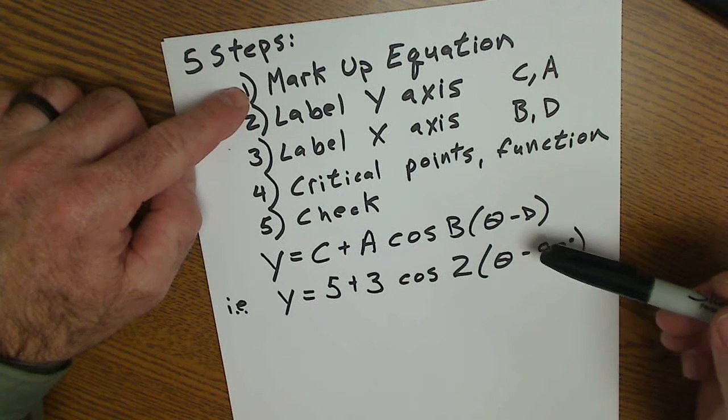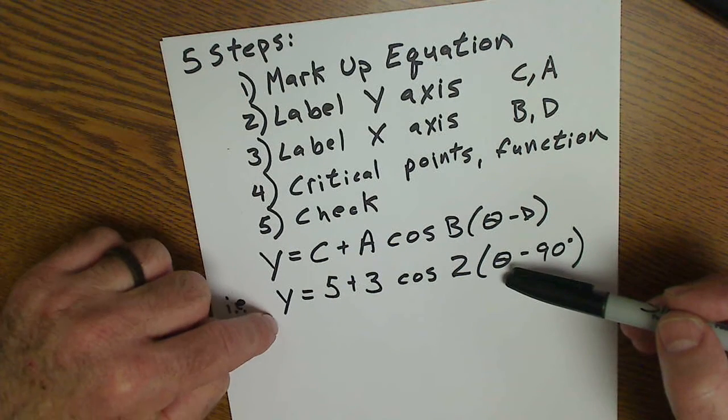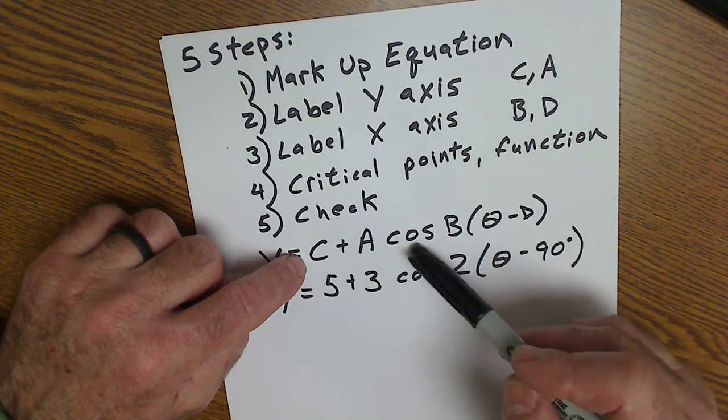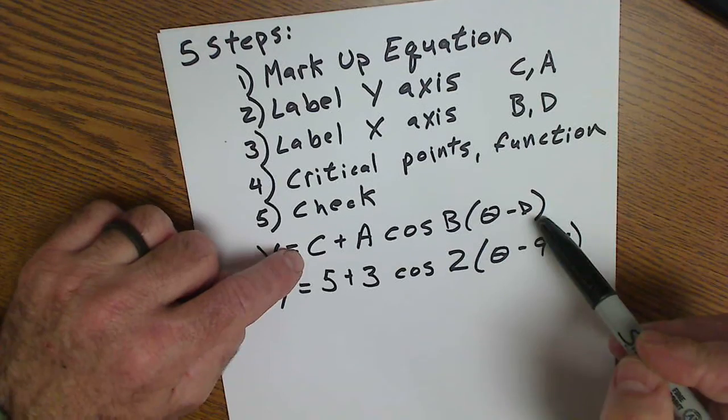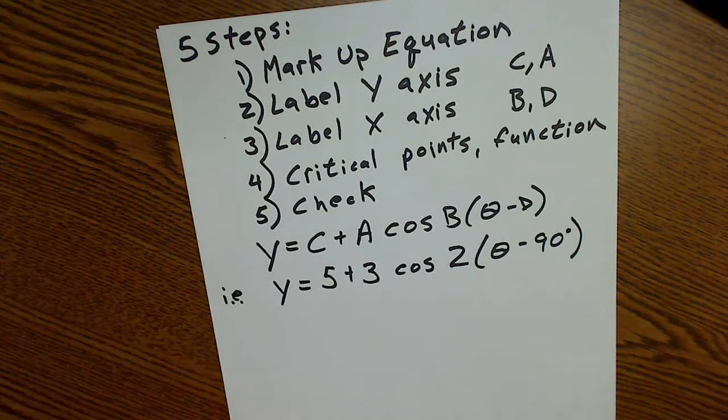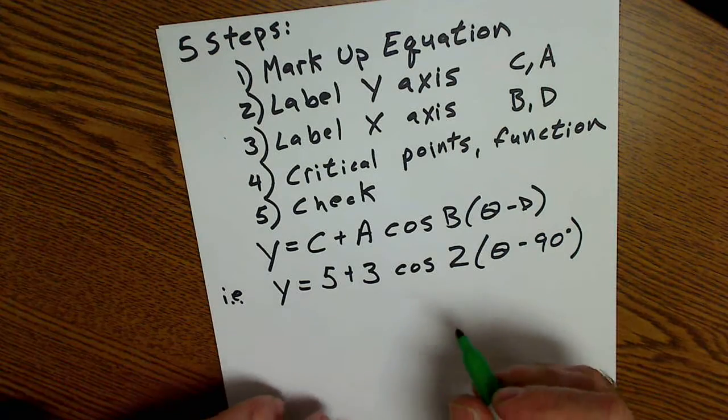Step 1, mark up the equation. So right here I have an example. Here's my general equation, y equals c plus a cosine b theta minus d. And then here's an example. So when I say mark up equation, grab another pen here. I want to say what every one of these variables is.